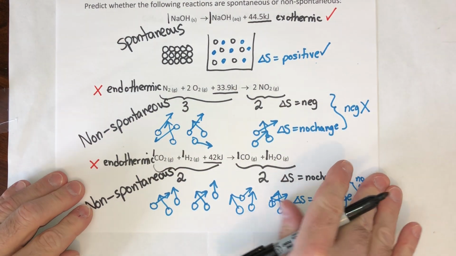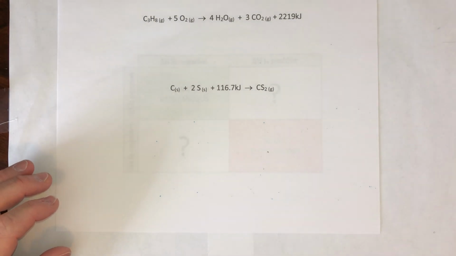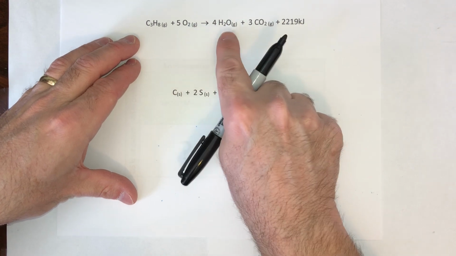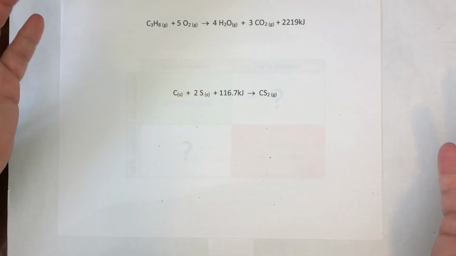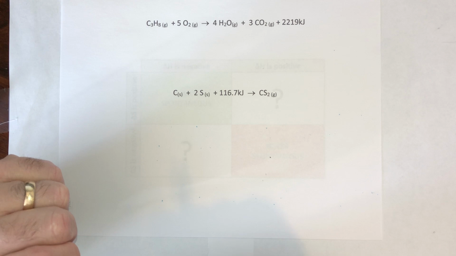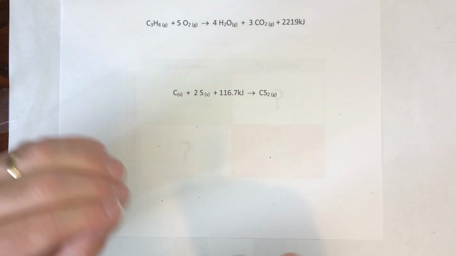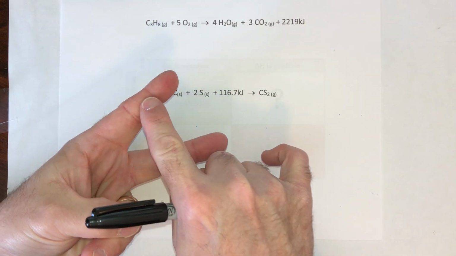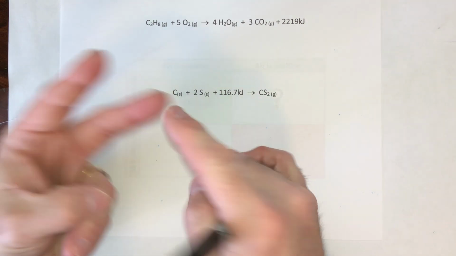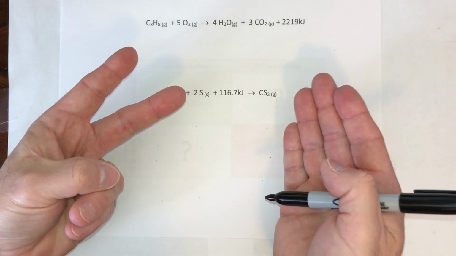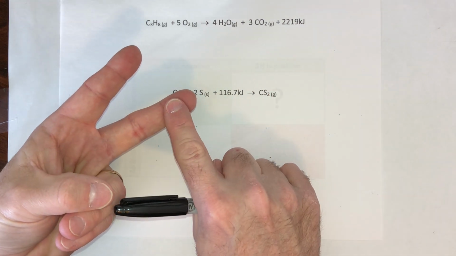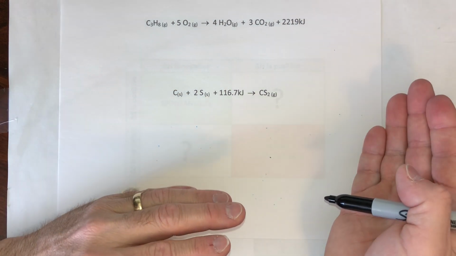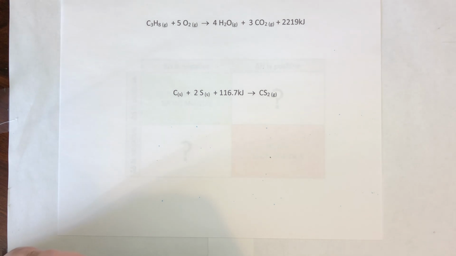All right, let's try another example. Let's say we talk about this one. This is propane plus oxygen giving you water and carbon dioxide. If you have a propane barbecue, that's the reaction that's happening. Now, if I want to know if that's spontaneous or not, 2 things I need to look at. Is the enthalpy negative? Is it an exothermic reaction? Is the change in entropy, the disorder, positive? So is it exothermic, and does it increase the amount of disorder?